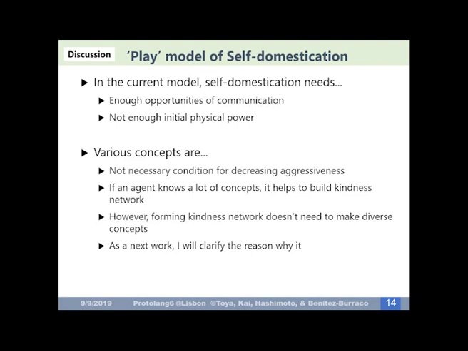Okay, discussion. First, about the validity of the prey model of self-domestication. In the current model, self-domestication needs enough opportunity of communication and not enough initial physical power. And various concepts are not necessary conditions for decreasing aggressiveness. If an agent knows a lot of concepts, it helps to build a kindness network. However, forming a kindness network doesn't need diverse concepts. In the next work, we will clarify the reason for it.